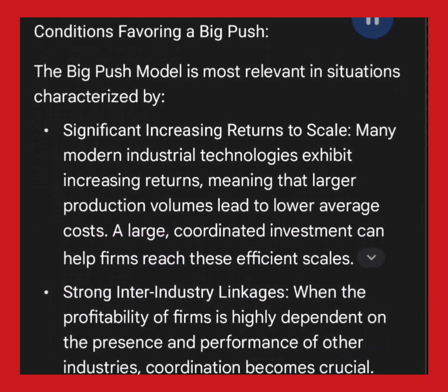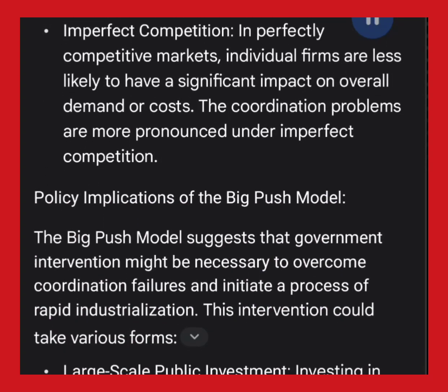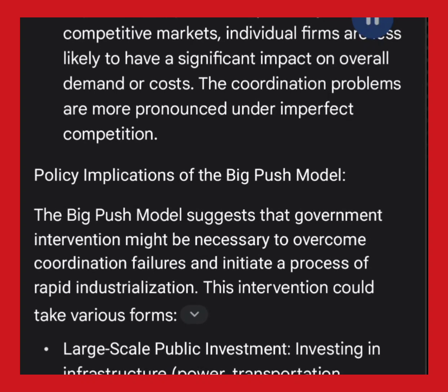The big push model is most relevant in situations characterized by significant increasing returns to scale. Many modern industrial technologies exhibit increasing returns, meaning that larger production volumes lead to lower average costs. A large coordinated investment can help firms reach these efficient scales. Strong inter-industry linkages: when the profitability of firms is highly dependent on the presence and performance of other industries, coordination becomes crucial. Imperfect competition: in perfectly competitive markets, individual firms are less likely to have a significant impact on overall demand or costs. The coordination problems are more pronounced under imperfect competition.